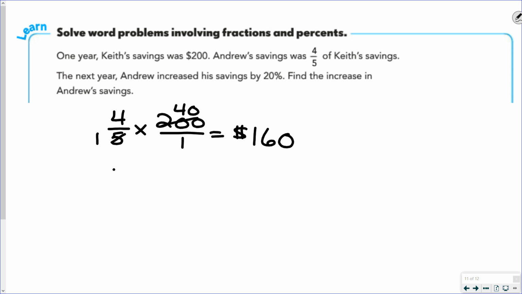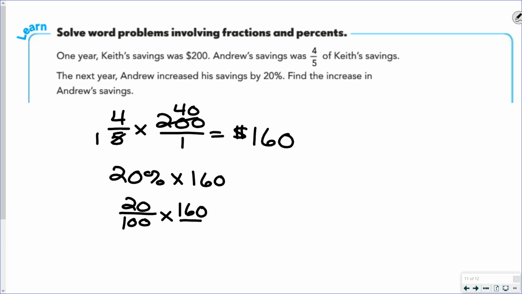And Andrew increased his savings by 20%. Well, that would be 20% of the 160. And 20% would be 20 over 100 times 160 over 1. Cross off our zeros there. 2 times 16 is $32.